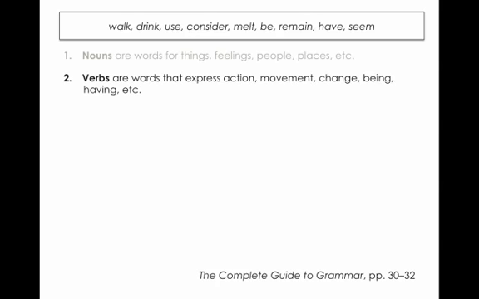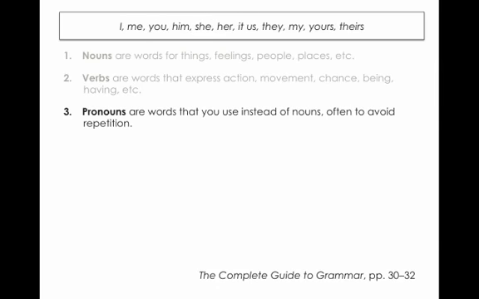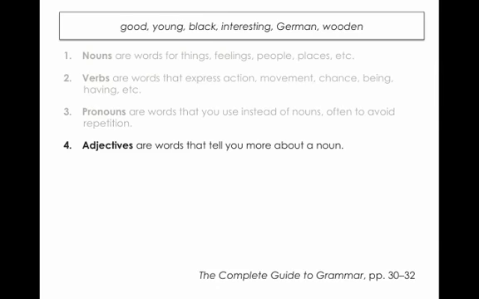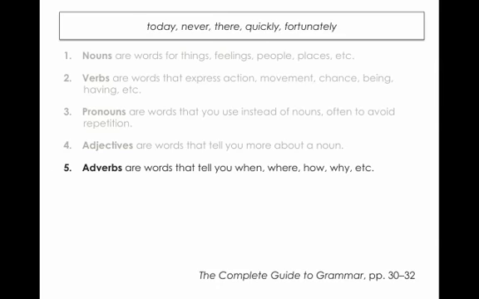Okay, here we'll go through the remaining descriptions. Pronouns are words that you use instead of nouns, often to avoid repetition. Here you need to know what a noun is to understand what a pronoun is. Adjectives are words that tell you more about a noun. Again, you need to know what a noun is. Adverbs are words that tell you when, where, how, why, etc.